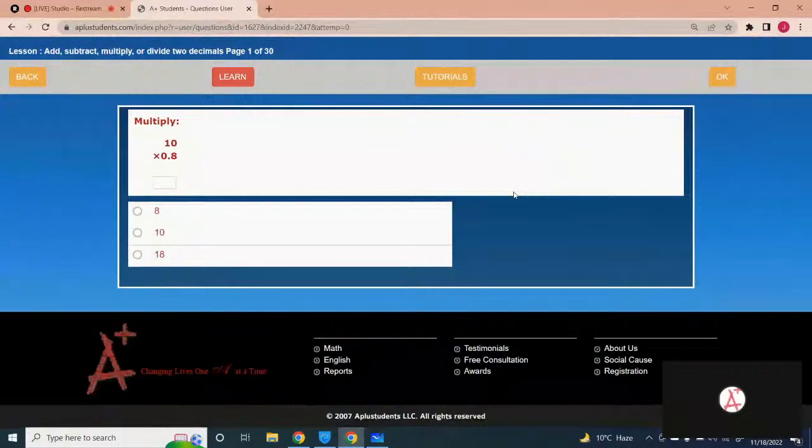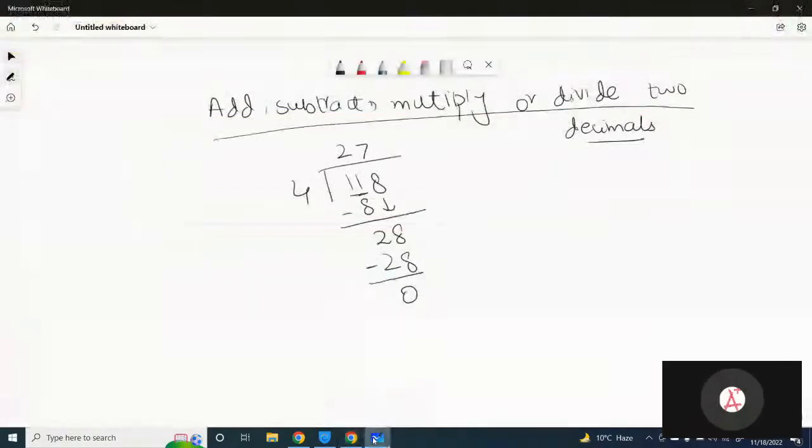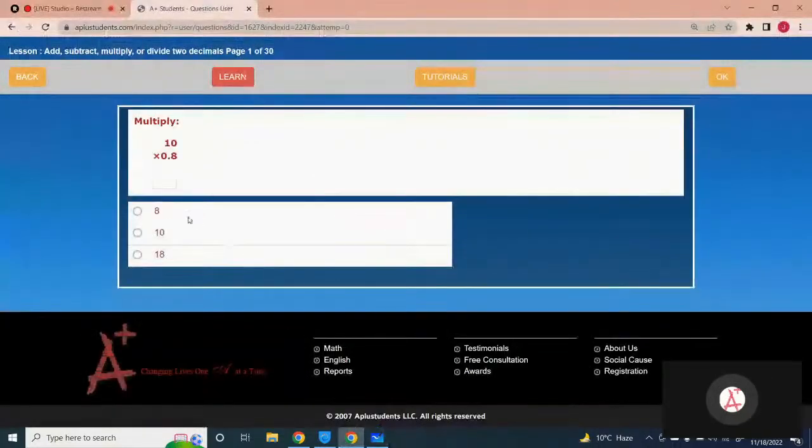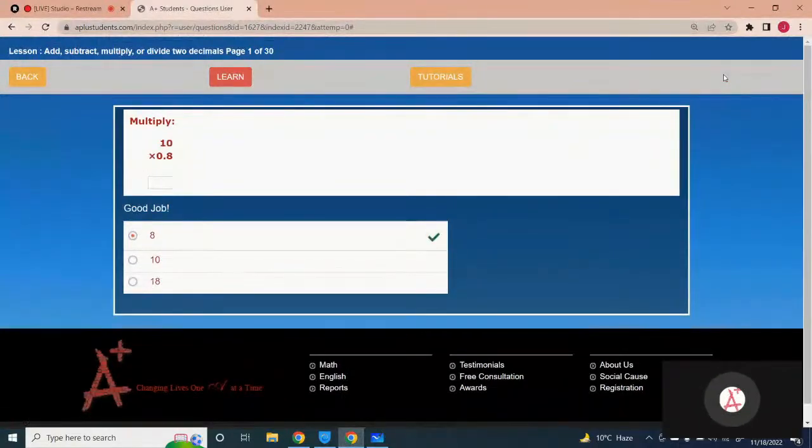Good. Okay, the next one is 10 times 0.8. So you are multiplying decimals. So 10 times 0.8 is, multiply the numbers. 8 times 0 is 0, 8 times 1 is 8. You have to put a decimal point right after the first digit. It would be 8.0. The answer is 8. 10 times 0.8 is 8. Got it? Is there any problem with the one I just did?